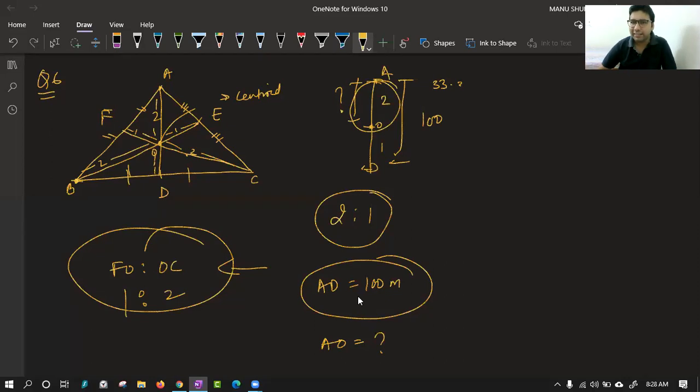Suppose I say AD is 30 meters. What is the length of AO? If AD is 30 meters, what is length of AO? It is 20 meters. So this was the concept that we have learned. Now comes the special case.